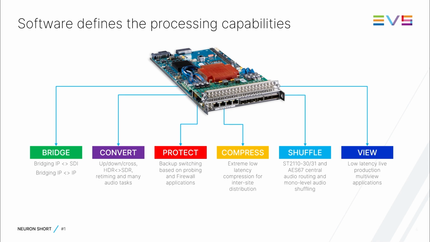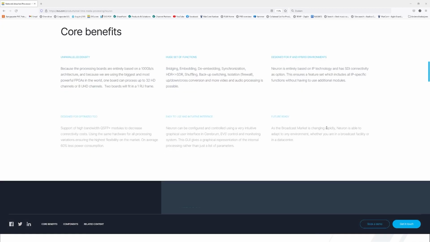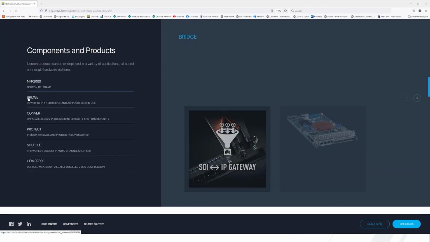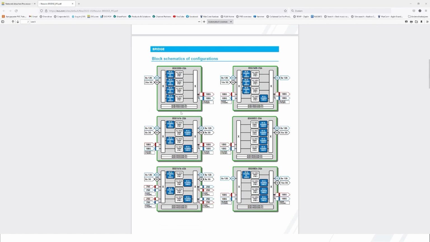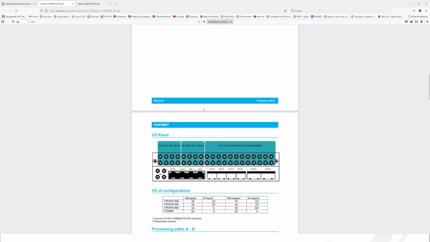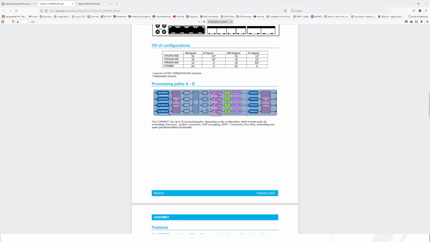On our website, on the Neuron product page, there is detailed information about each of these categories in the product datasheets. We will go over each category of cards one by one in the following Neuron shorts. But first, let's go back a few years to understand where Neuron comes from and why it is such an essential product in modern broadcast environments.